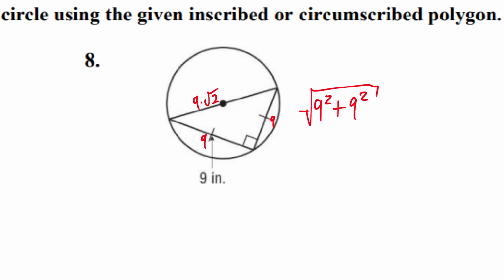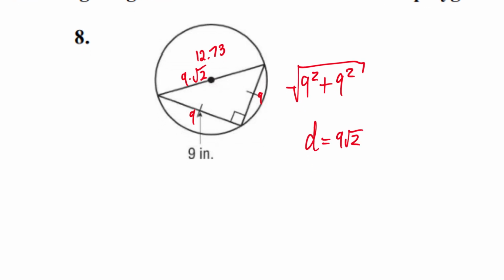The square root of 9 squared plus 9 squared, what is that? Okay, 12.73. So that's the diameter. Actually, let's write it like this: 9 square root of 2 if we use the 45, 45, 90 rules, or if we use the Pythagorean Theorem, we're going to round it, say, 12.73.